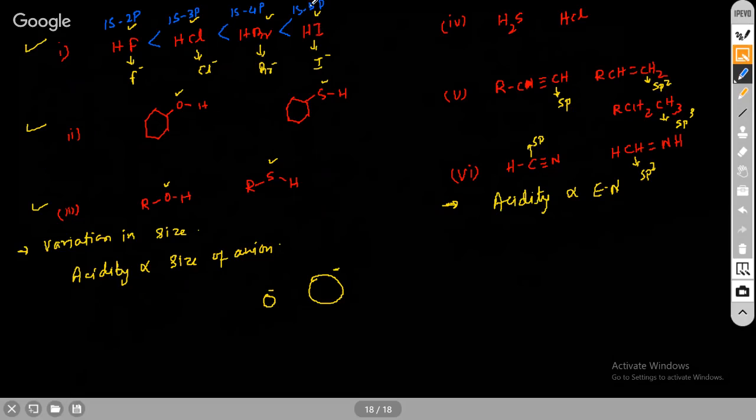As bond length increases, strength decreases, right? And when bond strength decreases, the tendency to lose H plus will be more. That is also one of the ways that you can think. HI is most stable. Oxygen and sulfur, you see, if you lose H plus, you'll get O minus and S minus. Since the size of sulfur is more than that of oxygen, the stability of the conjugate base for this compound will be more and the acidity of this is more.